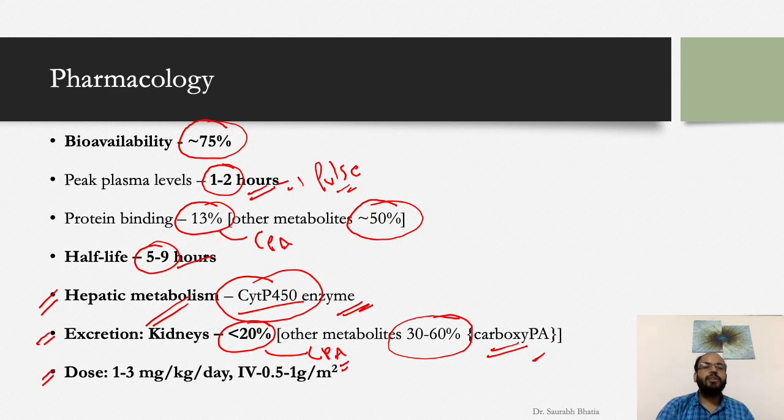Dose: for oral dose, it's roughly about 1 to 3 milligram per kg per day. For IV, it's about 0.5 to 1 gram per meter square. Okay, so these are two different dosing regimens. The first one is for oral, and the second is for IV. Oral is 1 to 3 milligram per kg per day, and IV is 0.5 to 1 gram per meter square body surface area.